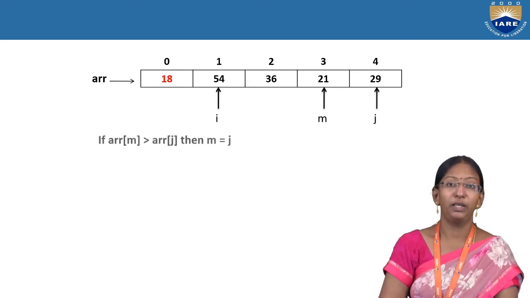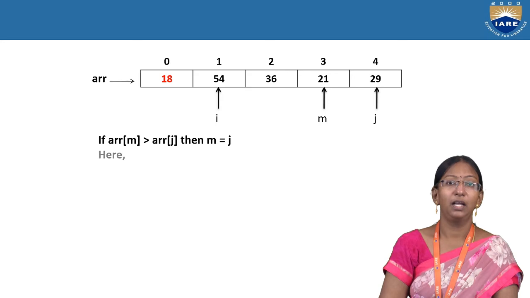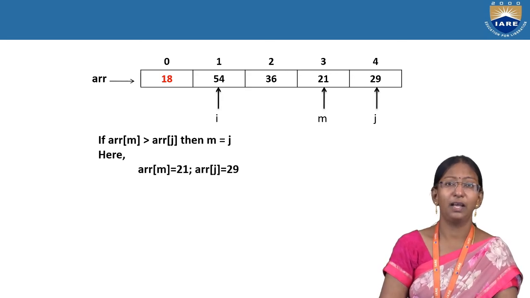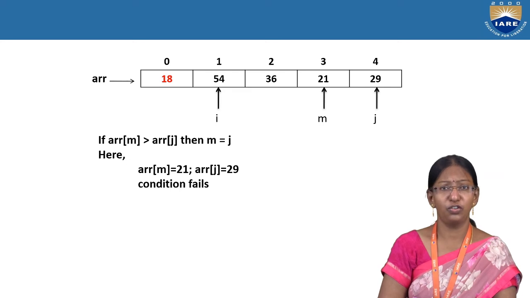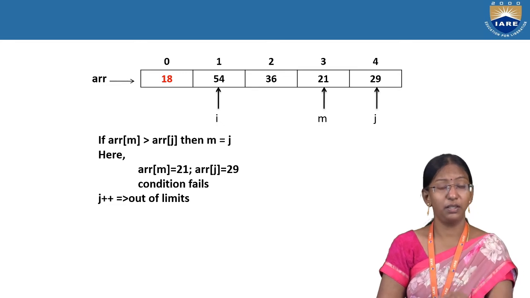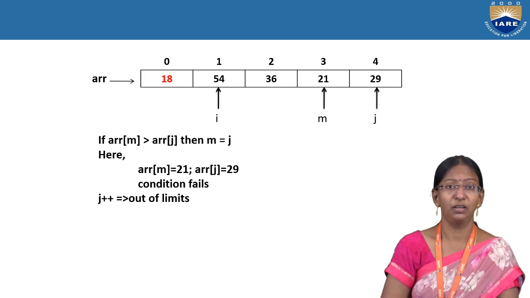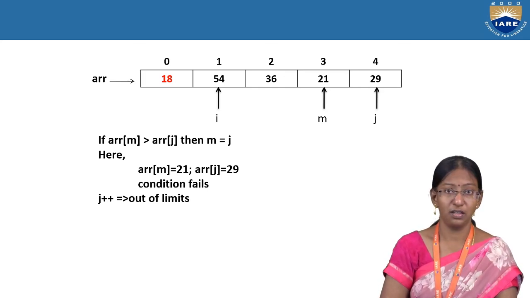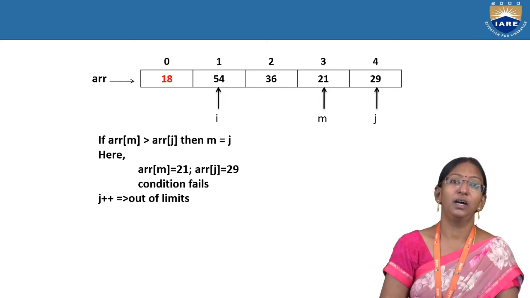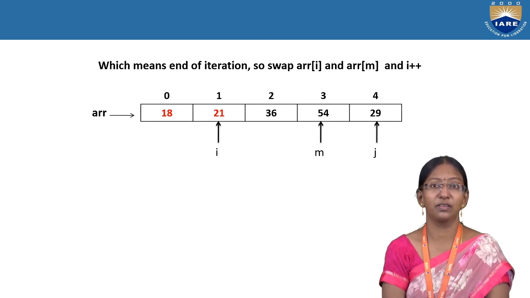Again, comparison between the element pointed by M and the element pointed by J. Here, the element pointed by M is 21 and array of J is 29. Is 21 greater than 29? Condition fails. So we need not change the pointer M. Simply increment the J value. But once we increment the J value, it goes out of limits. Once the value of J goes out of limits, what does it say? It tells that the iteration has come to an end. That is, the second iteration has come to an end.